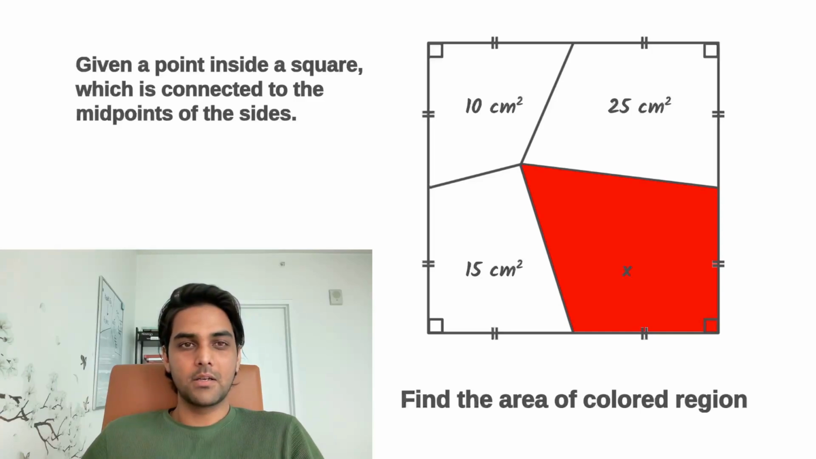Let's take a look. We are given a point inside a square which is connected to the midpoint of its sides. So this is the point that's given to us and it's connected to the midpoints of the sides of the square. And you can see that the midpoint divides the side of the square into two equal parts. The area of three of these regions is given to us, and the question asks us to find the area of the colored region, which I have labeled as X. I highly recommend that you solve this problem on your own because the solution is simpler than you think.